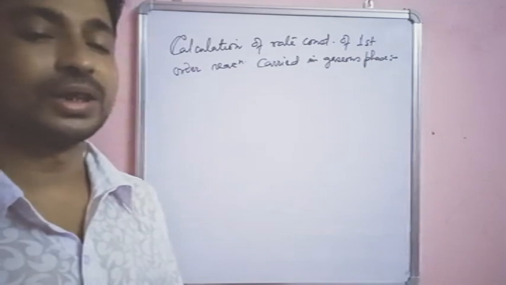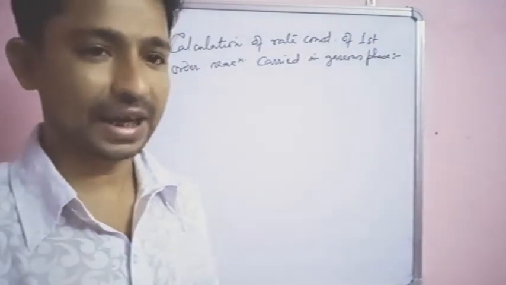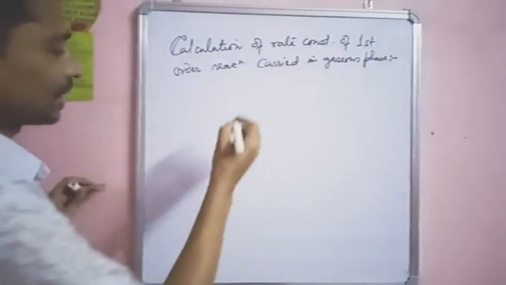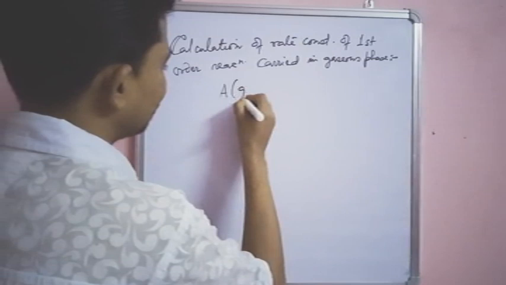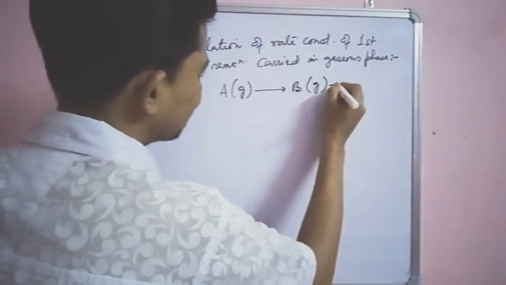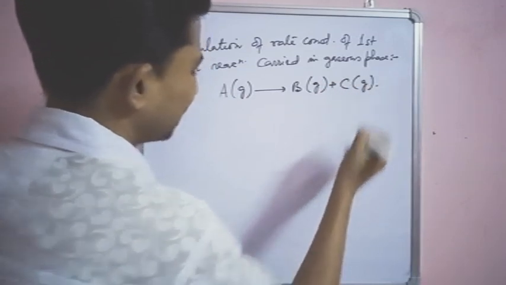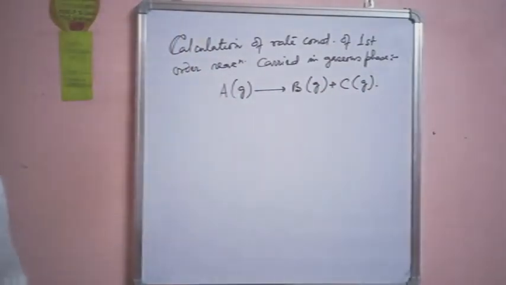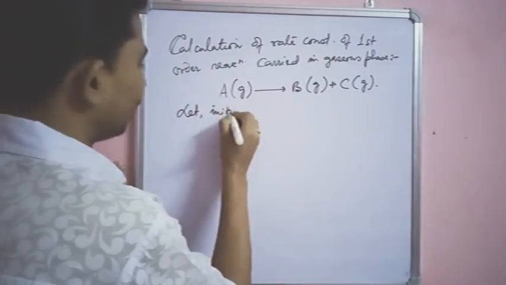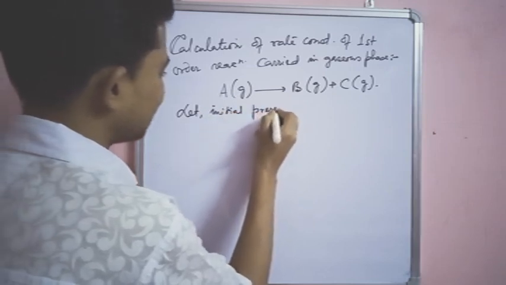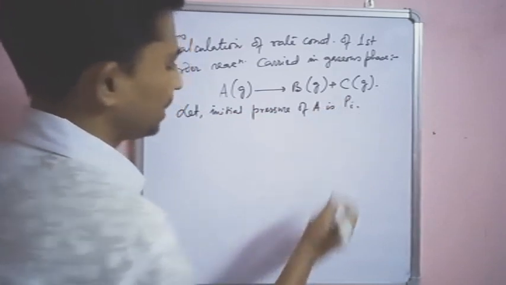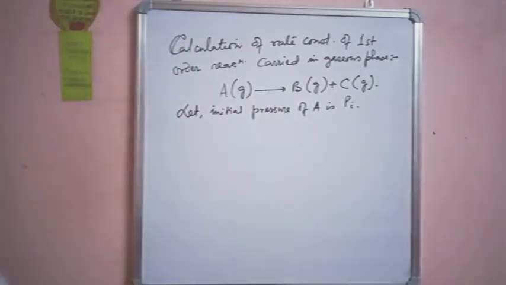We have calculated that the rate constant for a first order reaction in solution or aqueous phase is k equal to 2.303 by t log of a0 by a. Now let us consider a reaction A undergoing reaction to give B, which is also in gaseous phase, and C, which is also in gaseous phase. Let the initial pressure of A be Pi, where i means initial pressure.